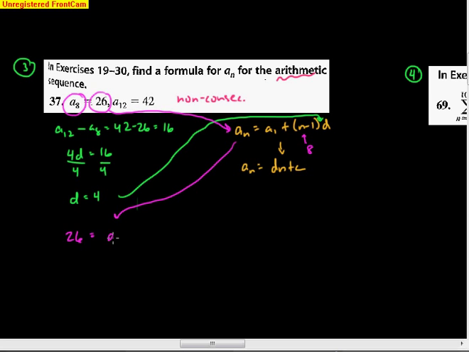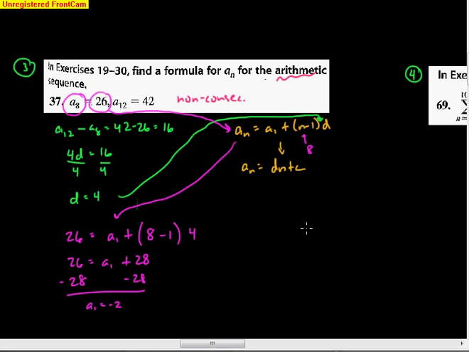26 equals a sub 1 plus n is 8, because that's the term number for 26, 8 minus 1, times that common difference of 4. So this is 26 equals a sub 1. This is 7 times 4, which is 28. And if I subtract 28 on both sides, a sub 1 is negative 2. Okay? So now I can fill in this formula.